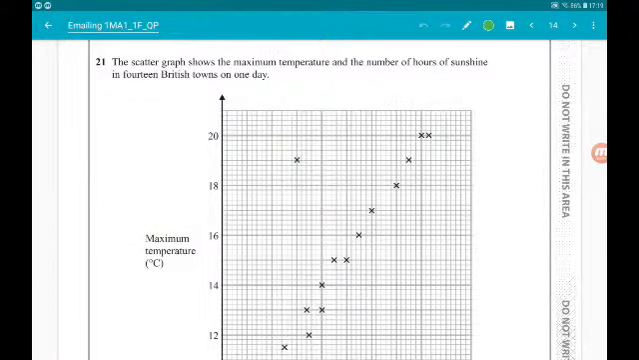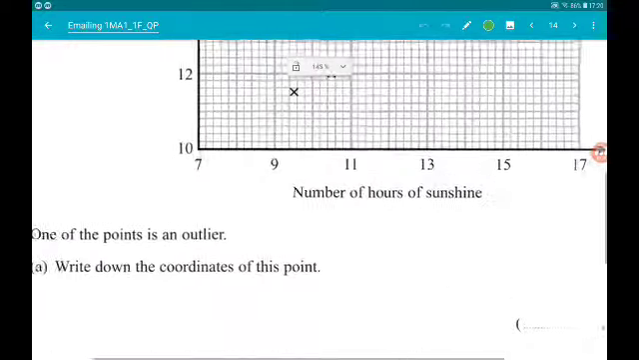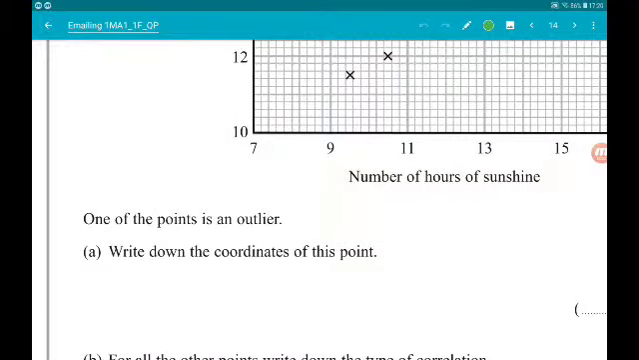Okay, number 21. So this is the first question, also on the higher paper. So the scatter graph shows the maximum temperature and the number of hours of sunshine in 14 British towns on one day. So we got the maximum temperature up the side and number of hours of sunshine along the bottom. Part A says one of the points is an outlier. Write down the coordinates of this point.